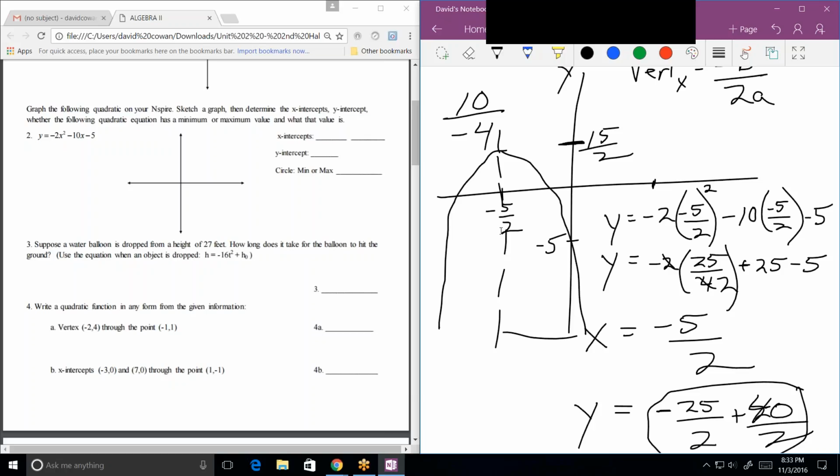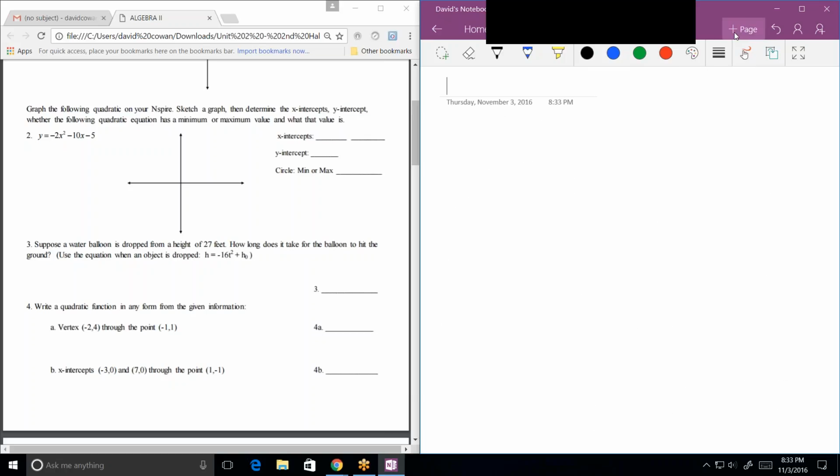All right, let's look at 3. Suppose a water balloon is dropped from a height of 27 feet. How long does it take the balloon to hit the ground? Use the equation when the object is dropped.